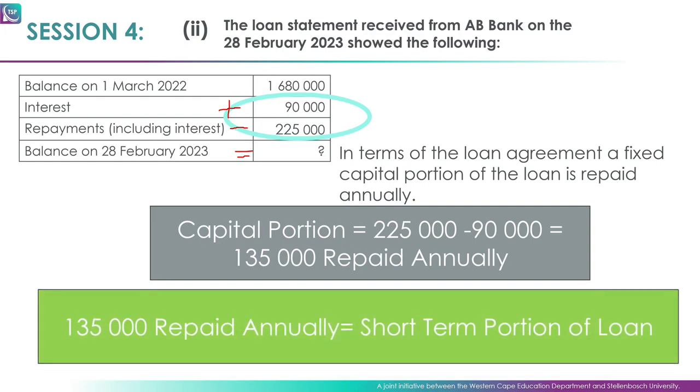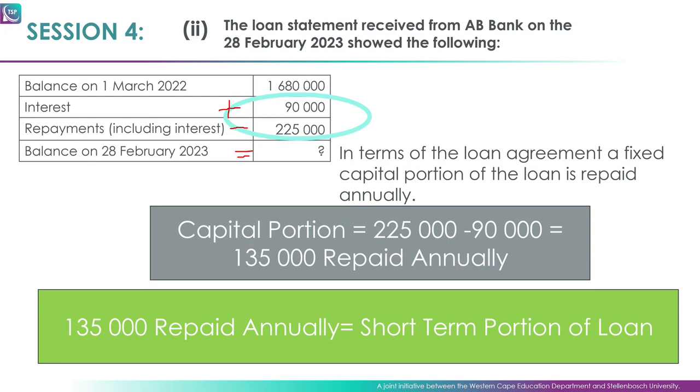This 135,000 Rand, because it's something that we repay every year, we can now also rephrase as what is normally known as a short-term portion of loan, in other words, a current portion of loan. Again, taking something which is long-term, but then reclassifying it as something which is going to be short-term. And that short-term portion of loan will be in our current liabilities. All right.